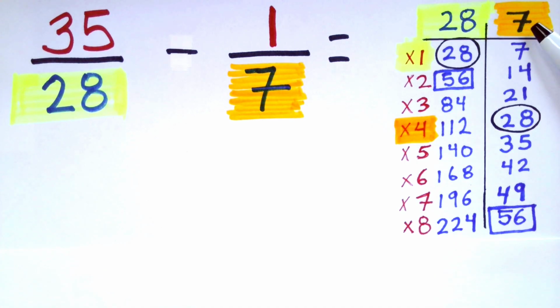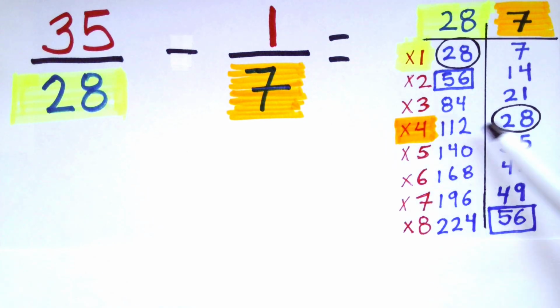You can do the same thing with 7, right? 7 times 1 is 7. If I add 7 to 7, I get 7 times 2, which is 14. If I add 7 to 14, I get 21. That's 7 times 3. If I add 7 to 21, I'll get 28. That's 7 times 4. And on and on you go, right? And I wanted to show you here, there are two products that both 28 and 7 share.